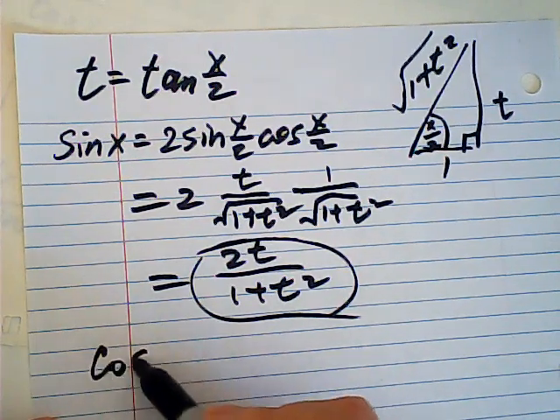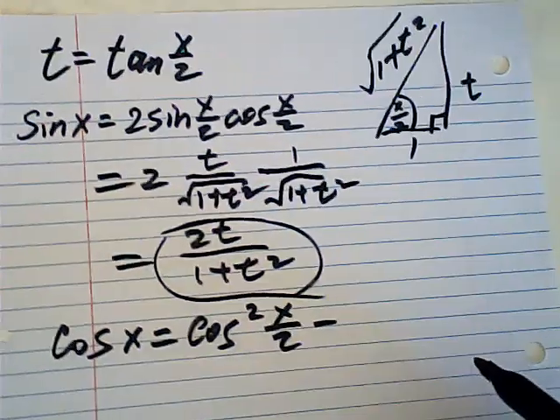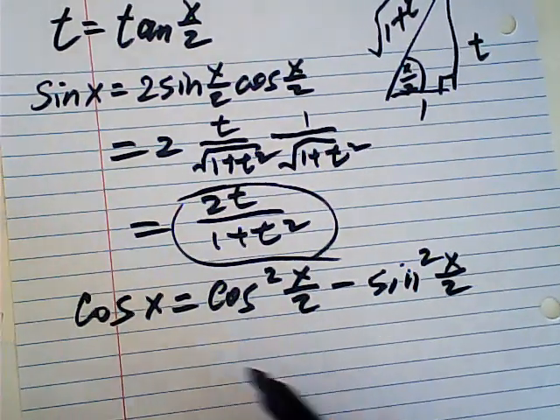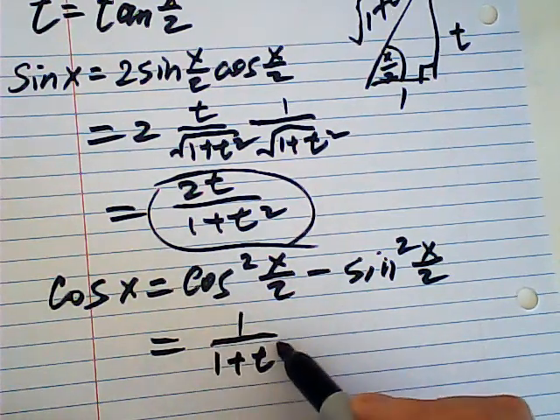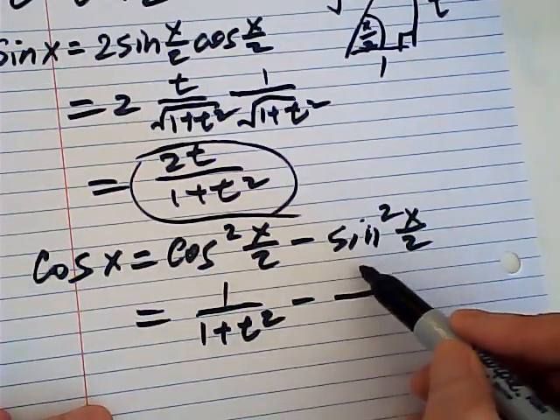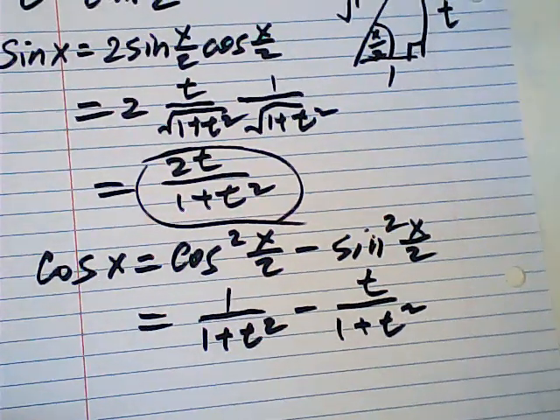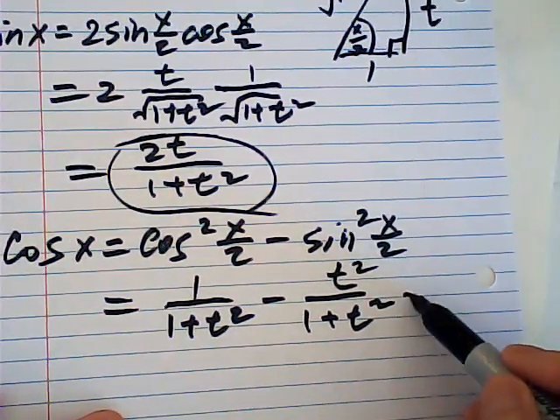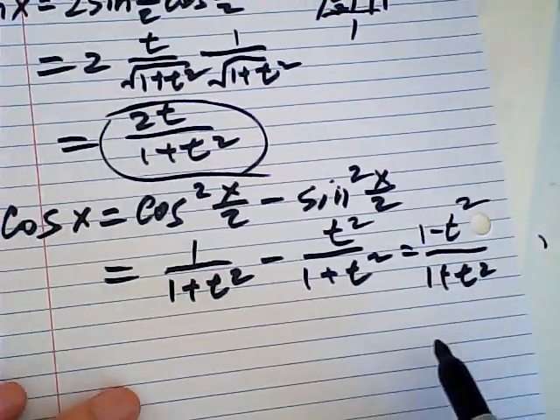And the cosine x is equal to cosine squared half of x minus sine squared half of x. So this is equal to 1 over 1 plus t squared minus t squared over 1 plus t squared. So this is equal to 1 minus t squared over 1 plus t squared. See, we have a cosine.